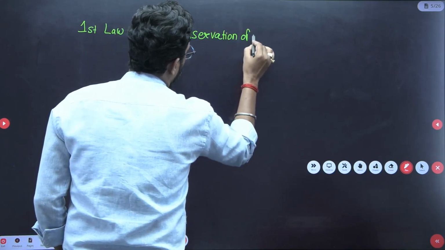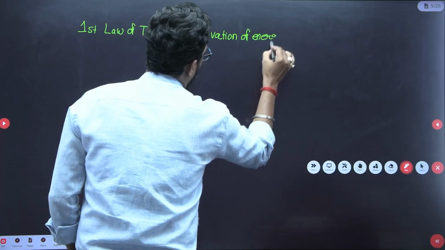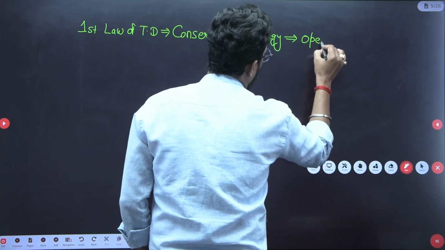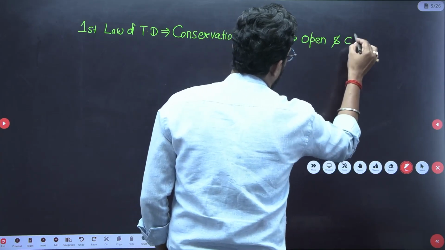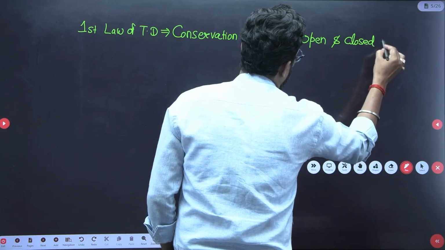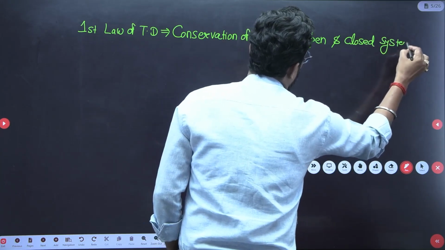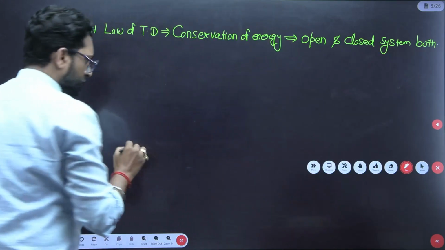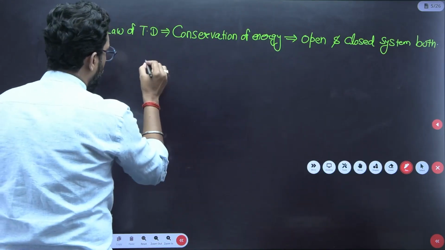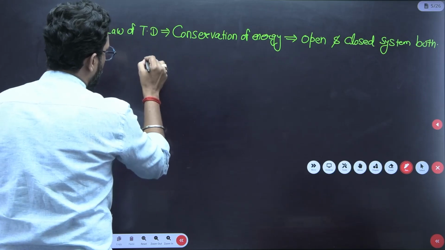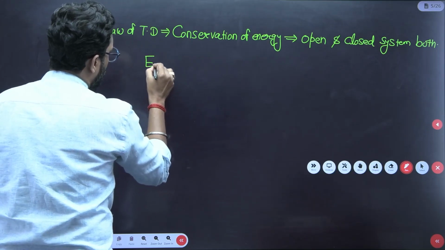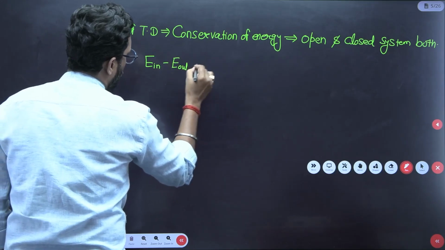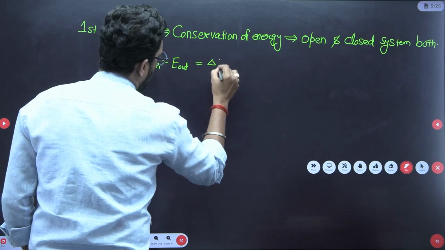Conservation of energy, and that conservation of energy is applicable for both open system and closed system. Now, energy in to the system minus energy out from the system is equal to change in energy of the system.